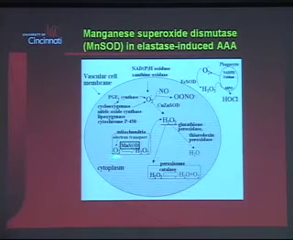Now, Gib Upchurch's group has recently published a paper suggesting that manganese SOD may be involved in aneurysm formation. Manganese SOD dismutates superoxide to peroxide in the mitochondria. The peroxide, in turn, may have many effects in the blood vessel wall.